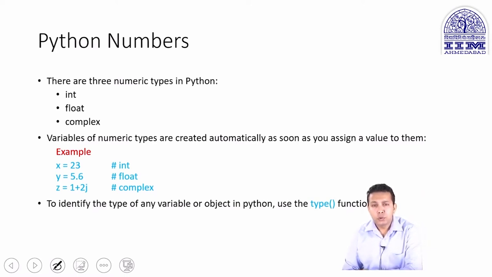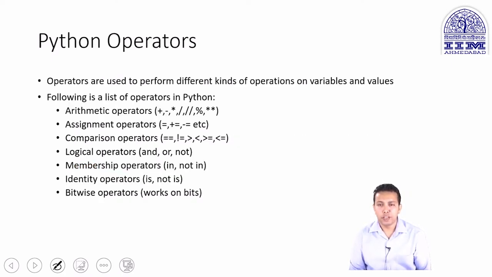At any stage of your program, if you want to identify the type of a particular variable, all you need to do is use the type function. Just write type and the name of the variable within the braces, and Python will let you know the type of the variable.